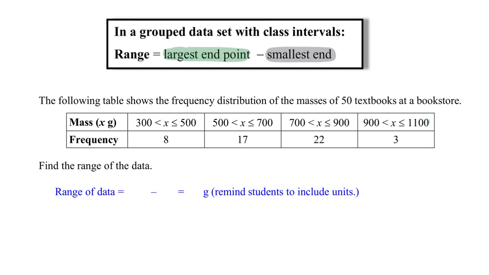The largest endpoint is 1,100. The lowest end is 300. That means it will be 1,100 minus 300. And that will give me the range of this particular data set, which will be 800. Do also be reminded that we should also include units in this case, okay?